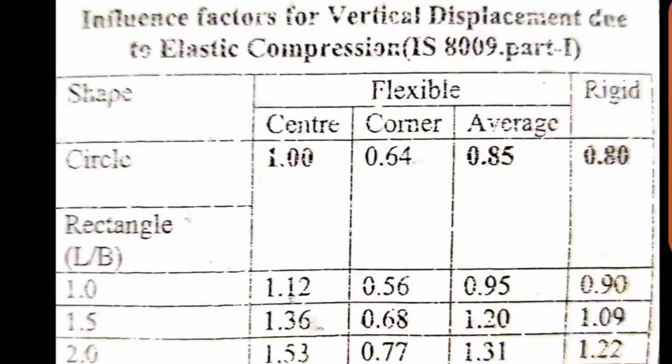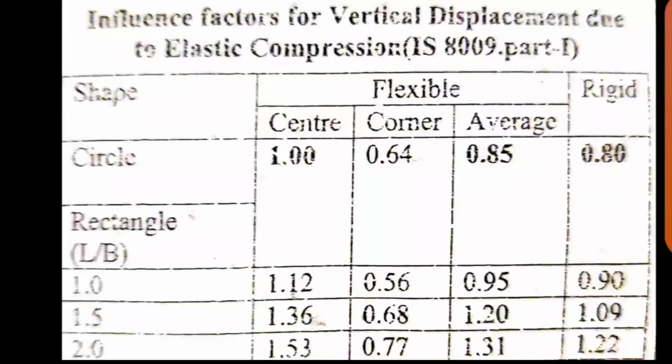Here the circle at the center of flexible and rigid soil are very important values because they generally ask these questions repeatedly. So you can learn all these influence factors, but it is very important to remember these: the circle at the center of flexible is 1, the circle at the average of flexible is 0.85, and the circle at rigid soil is 0.8.